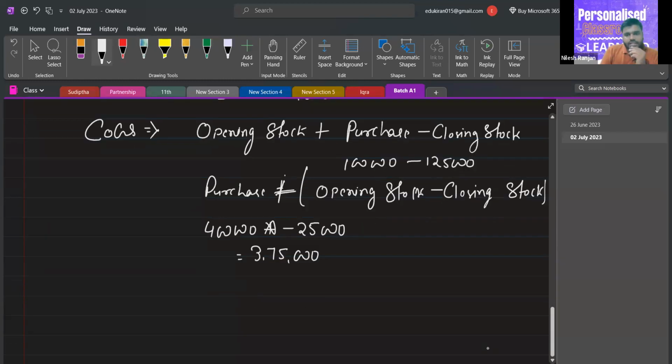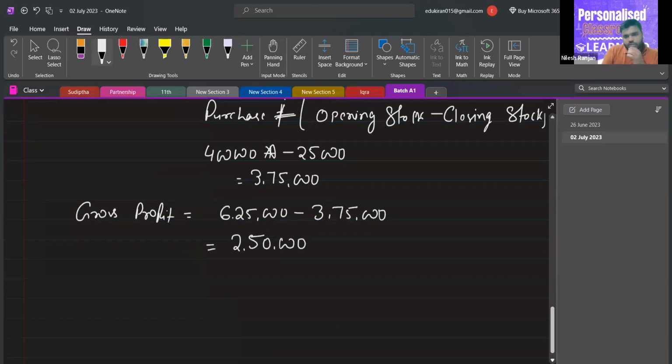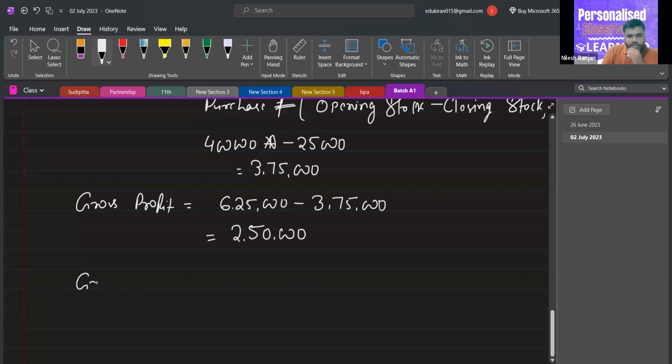Now we know the net sales and cost of goods sold. We can calculate gross profit. Gross profit equals net sales, that is 6,25,000, minus cost of goods sold, that is 3,75,000. Now it will be 2,50,000, the gross profit, and then we will calculate gross profit ratio.